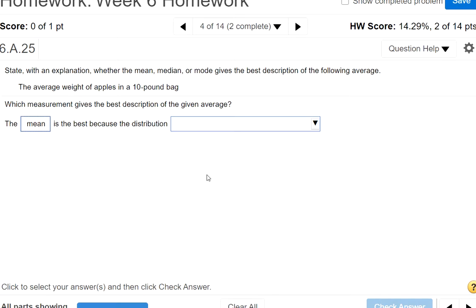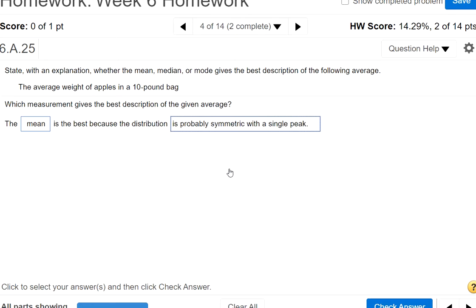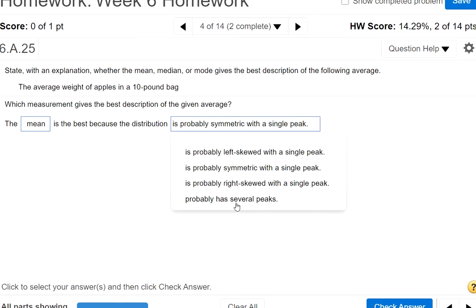They're not really so far distributed. They're not all over the place. It's probably symmetric with a single peak. That means it's approximately normally distributed. That means most of the numbers land in the center of the data set. Okay. There's no reason to say it would have several peaks.